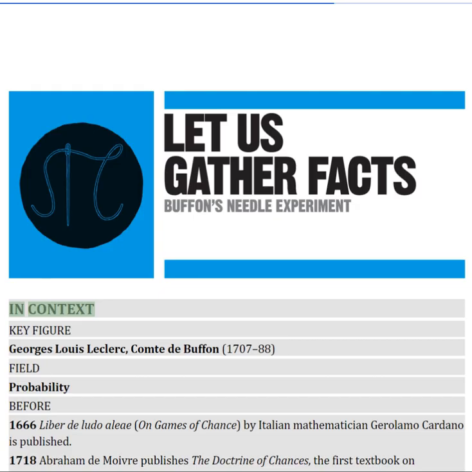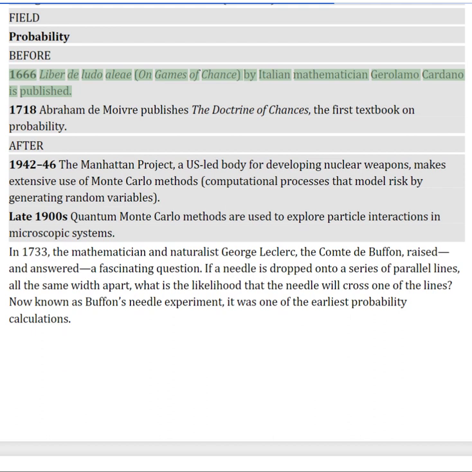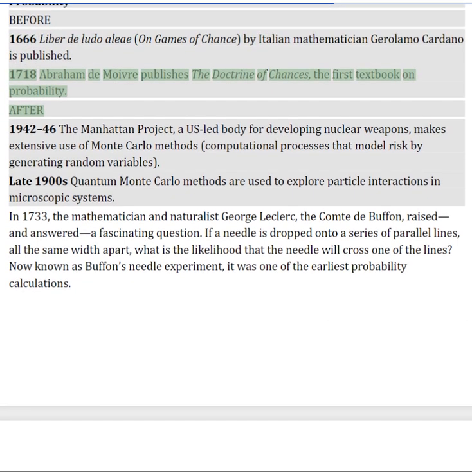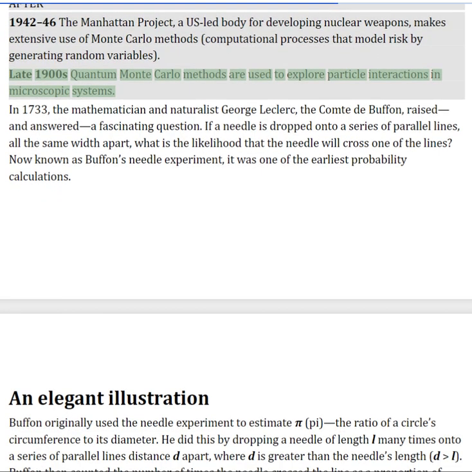In context. Key figure: Georges Louis Leclerc, Comte de Buffon. Field: Probability. Before: 1666 Liber de Ludo Aleae by Italian mathematician Gerolamo Cardano is published. 1718 Abraham de Moivre publishes The Doctrine of Chances, the first textbook on probability. After: 1942-46 The Manhattan Project, a U.S.-led body for developing nuclear weapons, makes extensive use of Monte Carlo methods. Late 1900s: quantum Monte Carlo methods are used to explore particle interactions in microscopic systems.